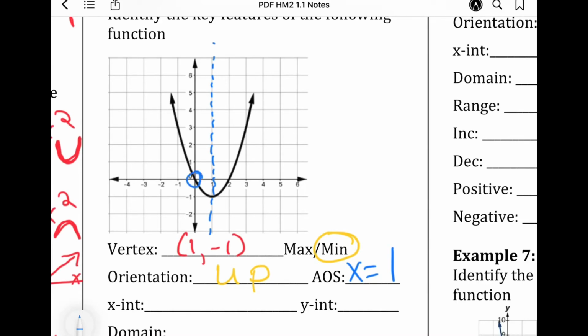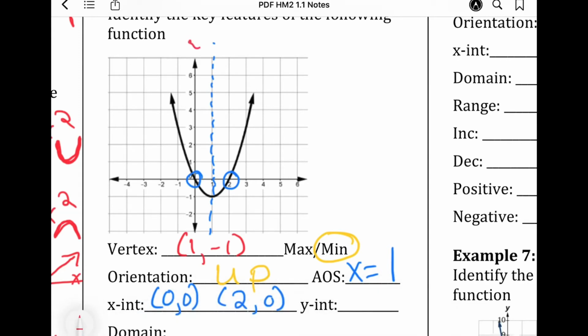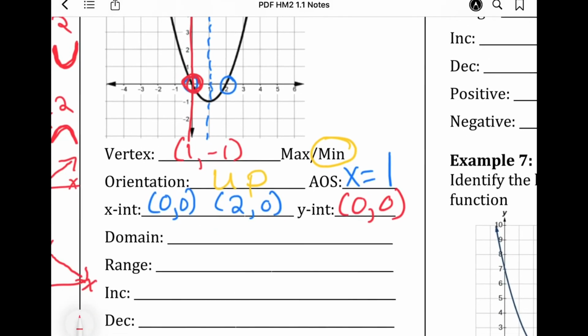Where are my x-intercepts? Well, there's one here, and there's one here. So I have (0, 0) and (2, 0) as my x-intercepts. For my y-intercepts, here's my y-axis, my up and down axis. Only one place does the graph cross the y-axis. It's at (0, 0).